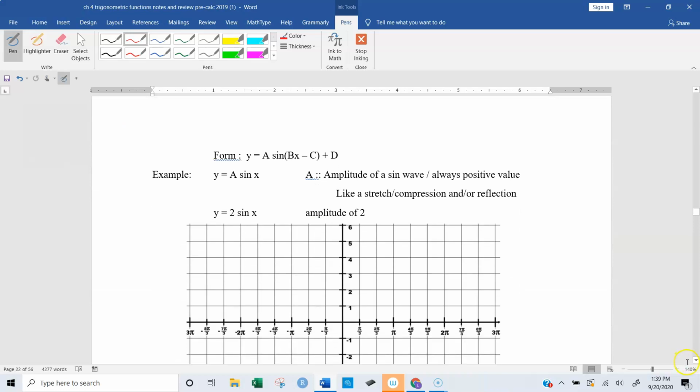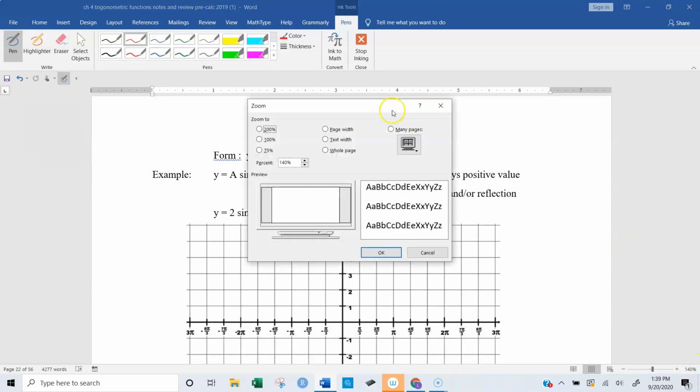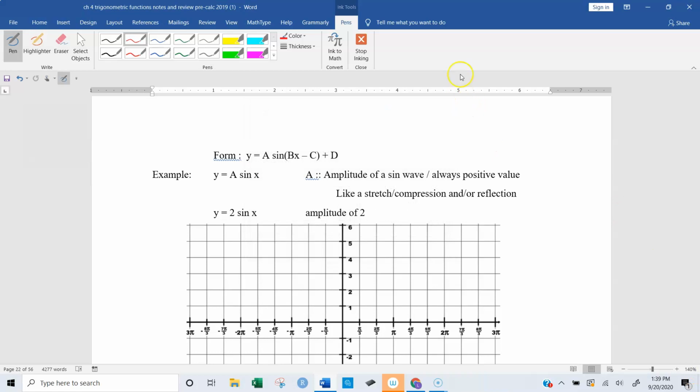All right, they move just like everything else we've ever talked about. We have an amplitude or a stretch. That's the number in front. So if it's positive, it goes the same way. If it's negative, it reflects over the x-axis. And this tells you how far up it goes, so it changes our range. So if this is a 2, it's going to go up to 2 and down to -2. It's called the amplitude.